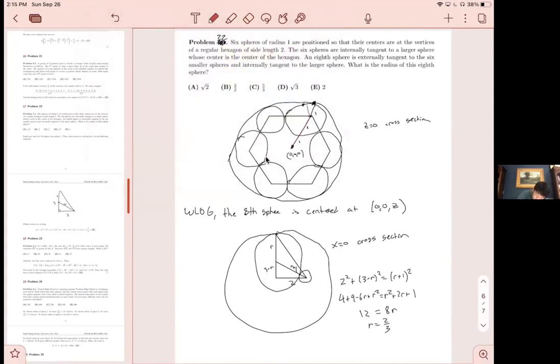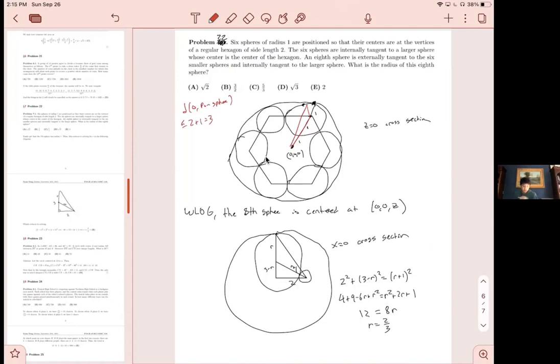The formal proof that the 7th sphere has radius 3 is that for any point P on the sphere, the distance from 0 to P is less than or equal to 2 plus 1 equals 3 by the triangle inequality. And so yeah, we get that the radius of the 7th sphere is 3.